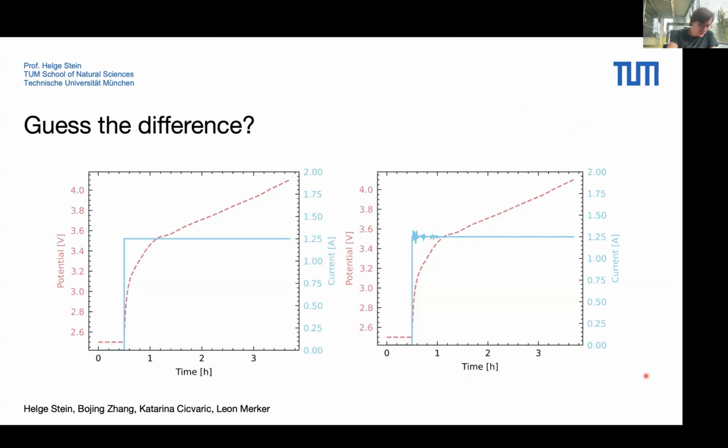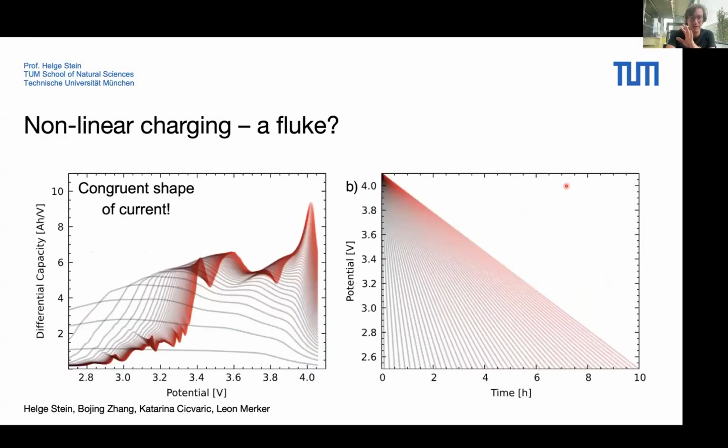So I don't have super much time. This is just the next thing that we are playing around with. So this is just trying to guess the difference. Here on the left, this is a classic constant current protocol. What I did here is instead of applying a constant current, I just applied a non-linear potential that would lead to a constant current. Now you can play around with this quite a lot.